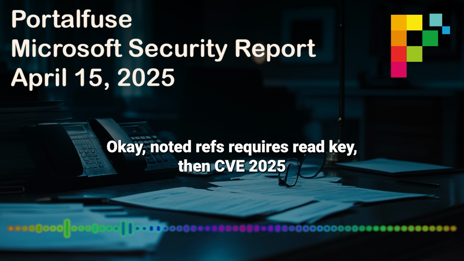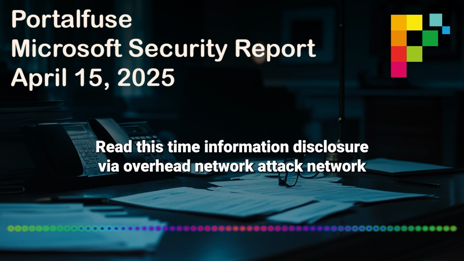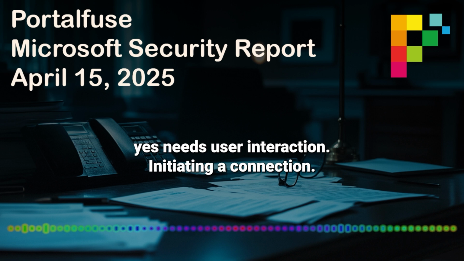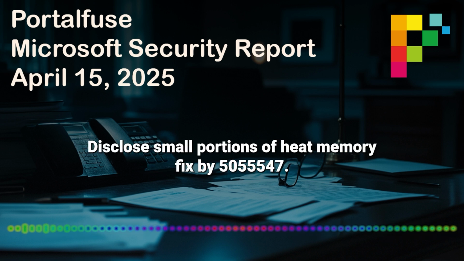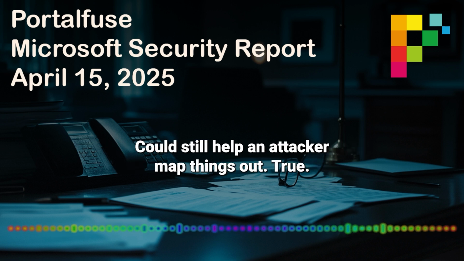Then CVE 2025-26672. Back to Windows RAS. Buffer overread this time. Information disclosure via overread. Network attack. Needs user interaction, initiating a connection. Discloses small portions of heap memory. Fixed by 5055547. Maybe less impactful, but still, leaking heap data isn't ideal. Could still help an attacker map things out.